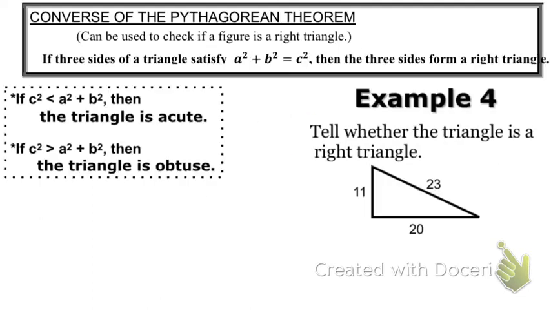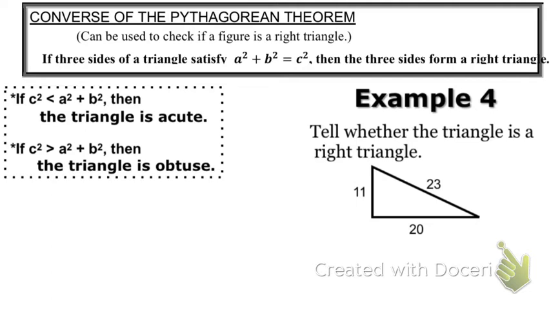Okay. Well, now we're going to talk about the converse. Remember the converse of the Pythagorean theorem. Converse means that you're going the other direction. So the regular Pythagorean theorem said, hey, if we have a right triangle, a squared plus b squared will be c squared as long as a and b are the legs, c is hypotenuse.